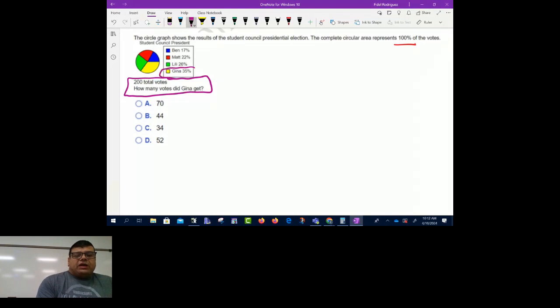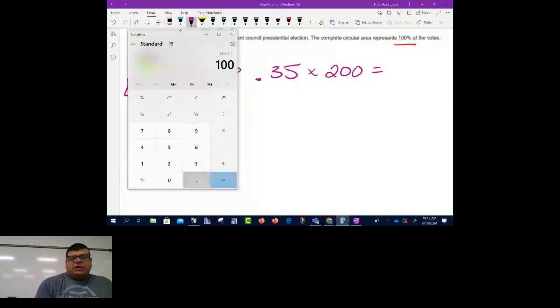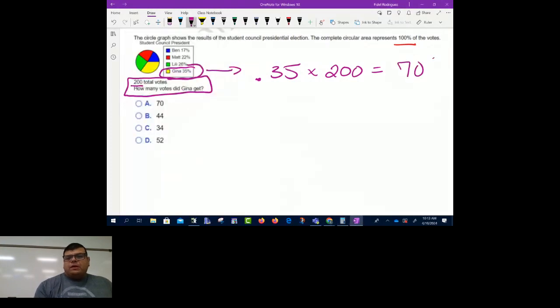Well, y'all, look. Let's take a look. Gina got 35% of the votes. So 35%, y'all, as a decimal, 0.35. But she got 35% of the total. So she got 35% of 200, right? So y'all, I'm going to take my calculator, 0.35 times 200, and I'm coming up with 70. Okay? That's 35% of 200, and you can see, boom, there's our choice A, right?